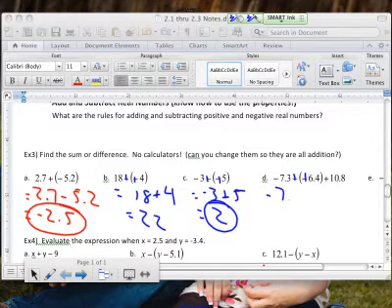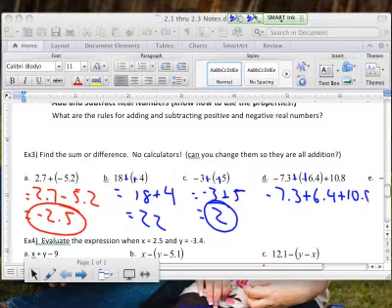So you have -7.3 plus 6.4 plus 10.8. And then, at that point, having a calculator would be handy. You should be able to do that without a calculator. Clearly, I have it on your notes: no calculators. Okay. So you could do this one a few different ways.